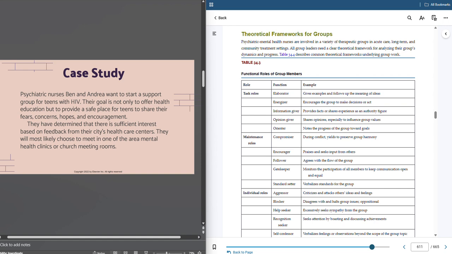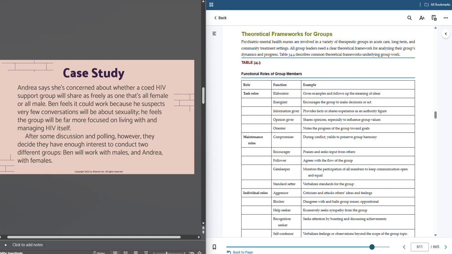So psychiatric nurses Ben and Andrea want to start a support group for teenagers with HIV. Their goal is not only to offer health education, but to provide a safe place for teens to share their fears, concerns, hopes, and encouragement. They have determined that there is sufficient interest based on feedback from the city's healthcare centers. They will most likely choose to meet in one of the area mental health clinics or church meeting rooms.